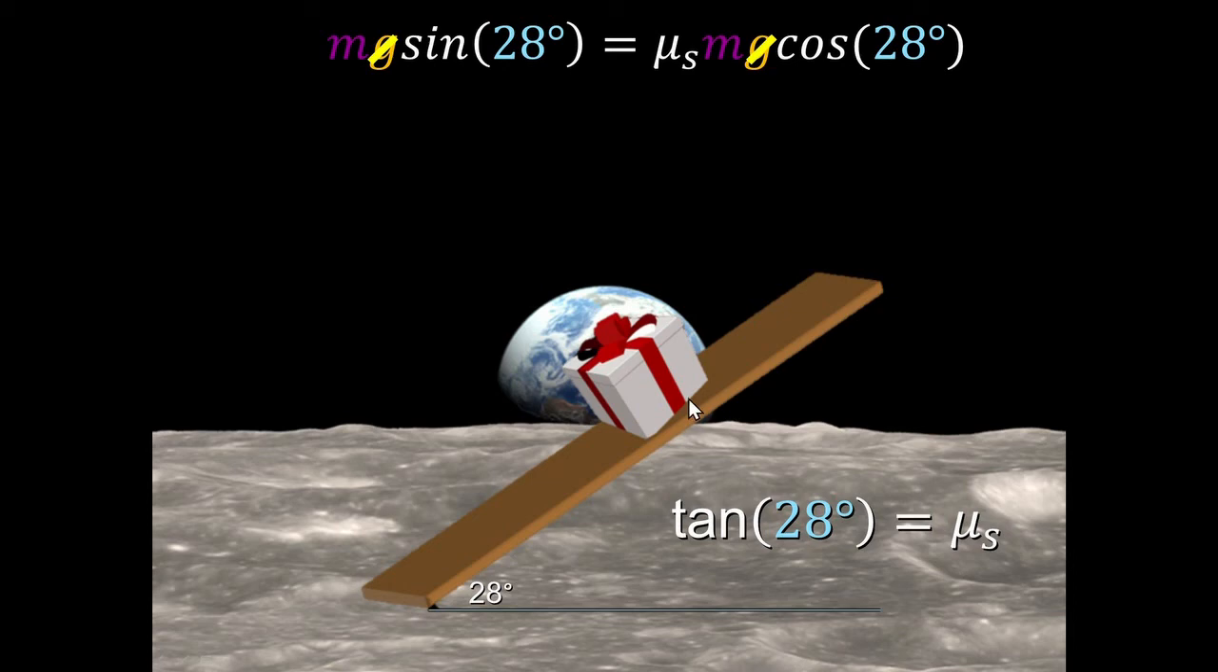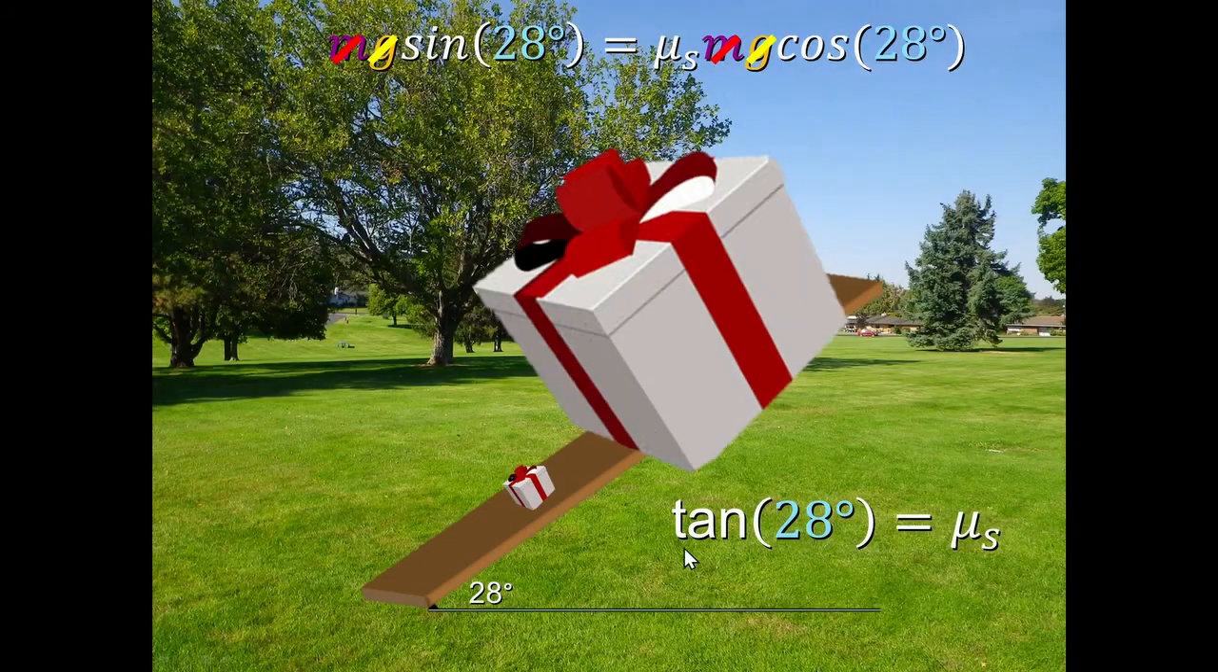Now what's interesting about this is that gravity canceled out. Gravity is not a factor in where this thing is going to slide. It's going to slide at 28 degrees, whether it's on the moon or on Earth. Also, the mass canceled out. It didn't matter if I had just a little package there or a big package there. It's still going to slide at the same angle because mass was not a variable that factored into things.